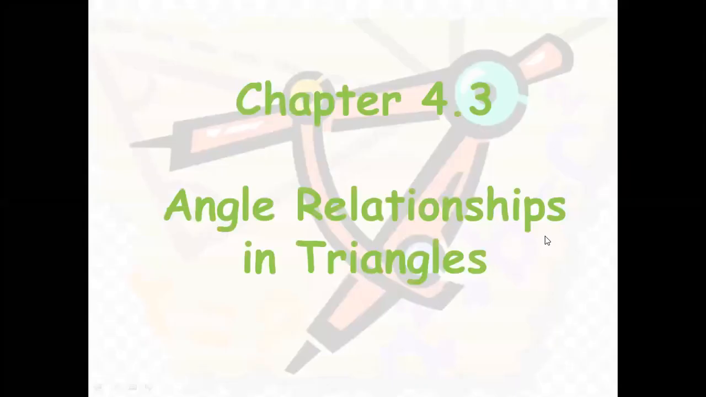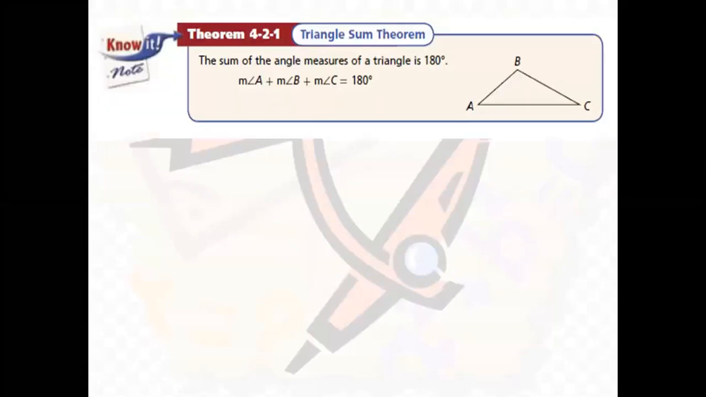Hello all. In this video, we'll be looking at the remaining part of chapter 4, lesson 3 about the angle relationships in triangles. In the previous video we discussed a theorem and a few points derived from the theorem called corollaries. So let's see what we have in this part of the lesson.